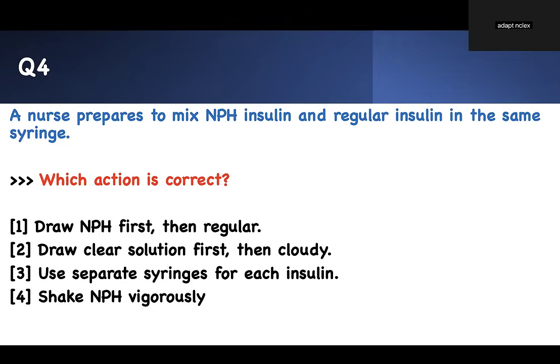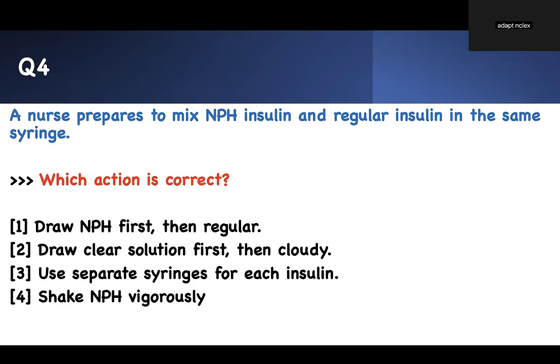Mixing NPH and regular insulin. Draw NPH first, then regular insulin. Draw the clear solution first, then cloudy. Use a separate syringe for each insulin. Shake NPH vigorously. Like I said, stop the video, put the answer in the comment, and let me know what you think so that I can see how you're thinking.